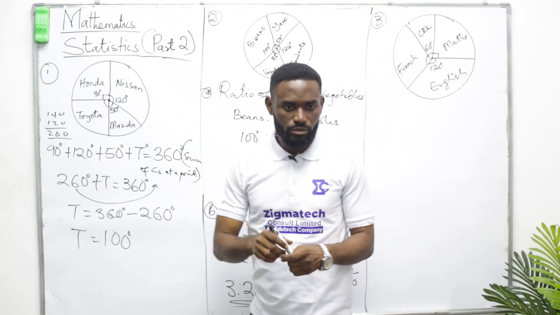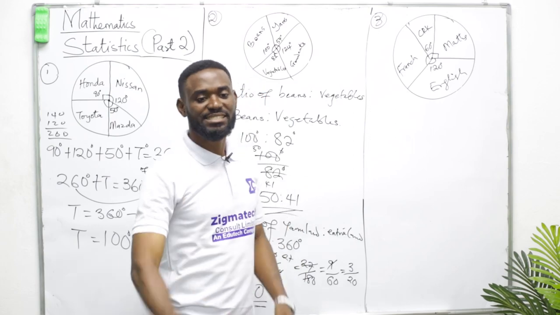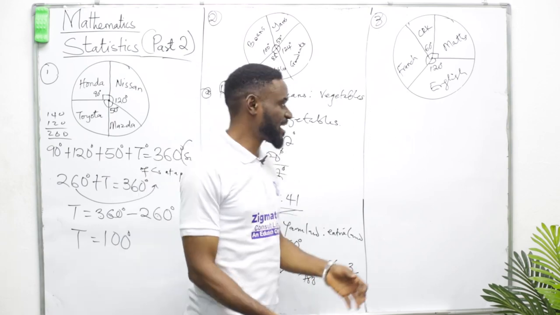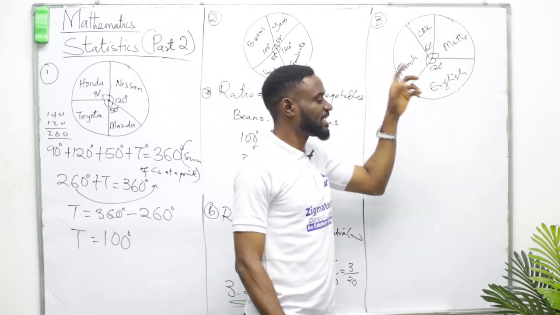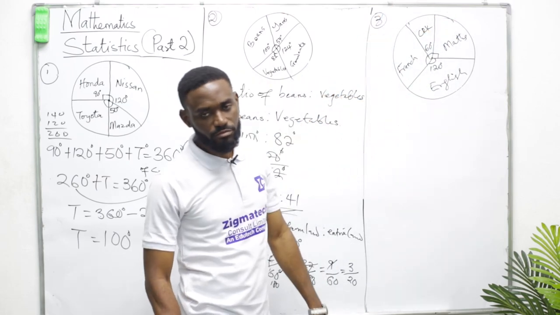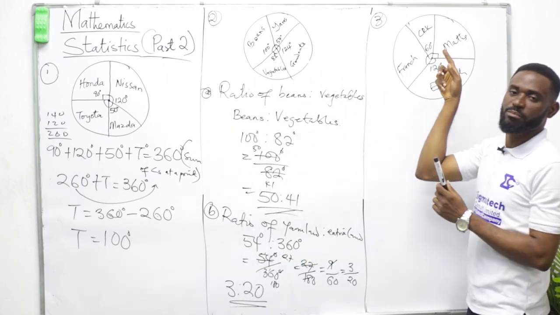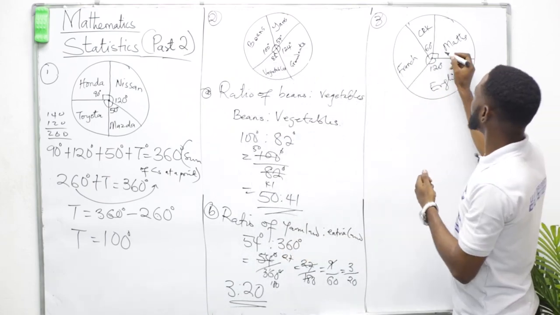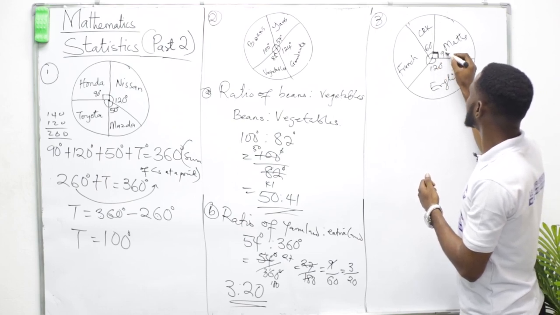All right. So, what fraction of the teachers are mathematics teachers? Now, look, they are asking us what fraction of everything we have here is mathematics teachers. First of all, we should understand what the angle of the mathematics teacher is. The angle of the mathematics teacher is 90 because of our sign here. So this is 90 degrees, okay?